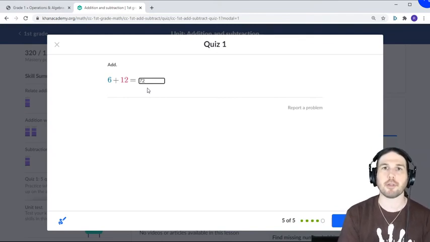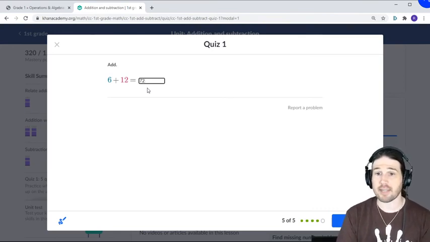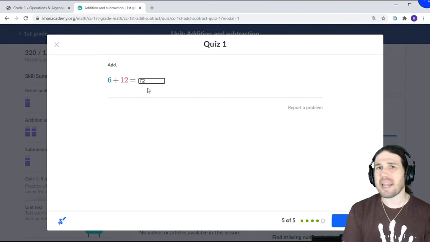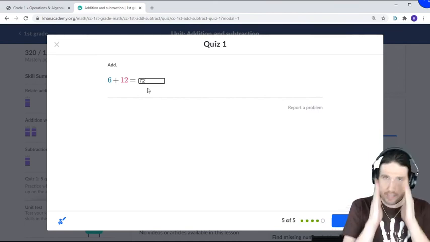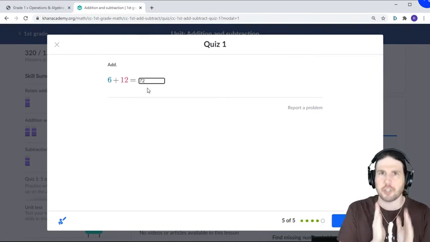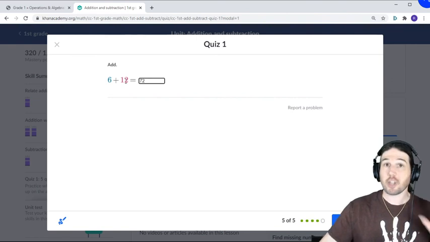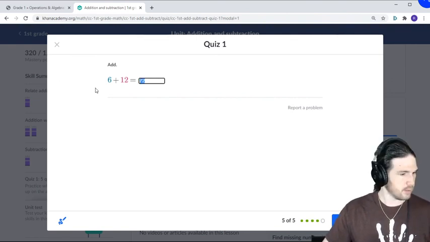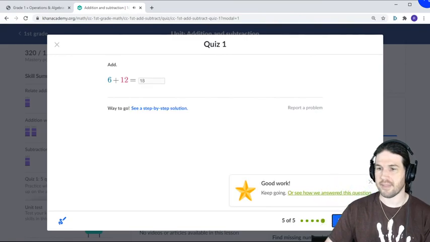You should be able to try to figure out where they went wrong, because if they put 72, they're like 80% of the way there. They knew that they had to take the 6 and only apply it to one of the two, either the 10s or the 1s. They just got the wrong answer, and that's okay. In reality, 6 plus 12 is 18. And that's quiz 1.